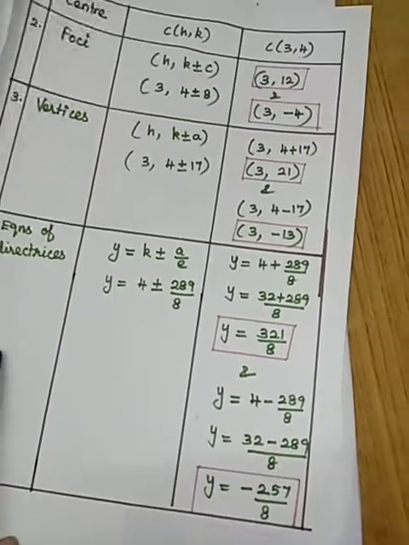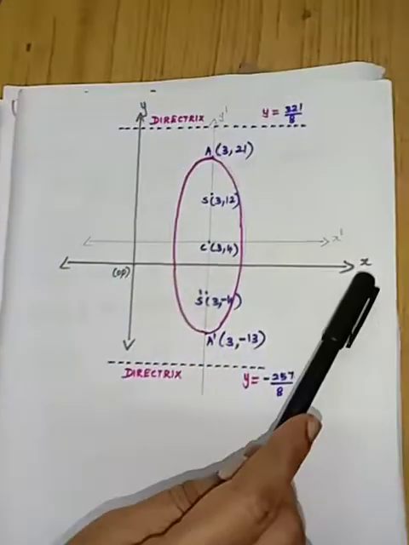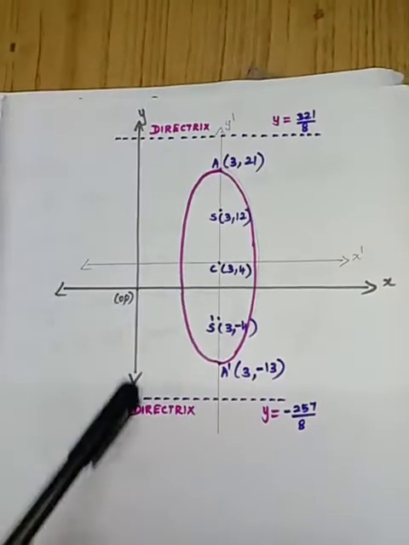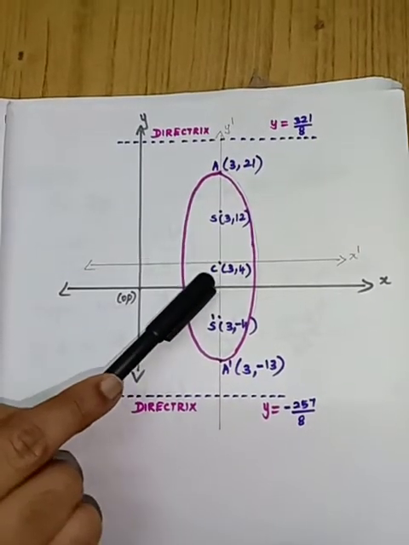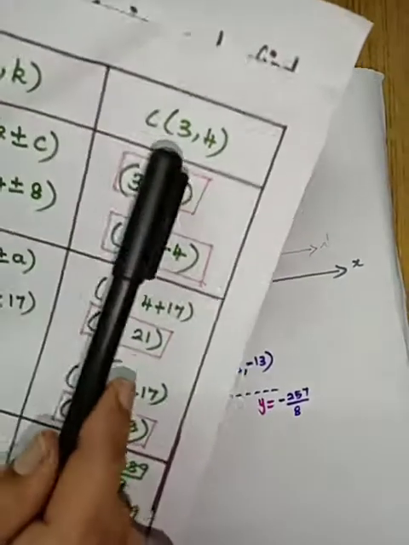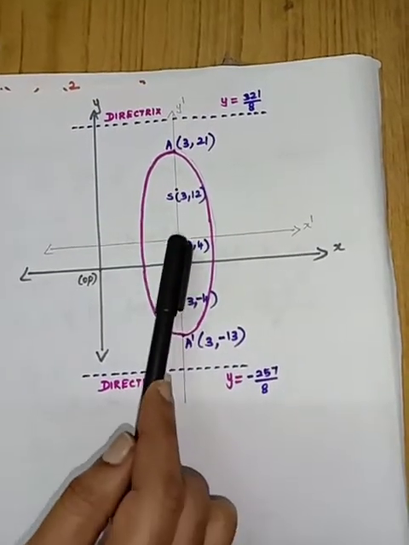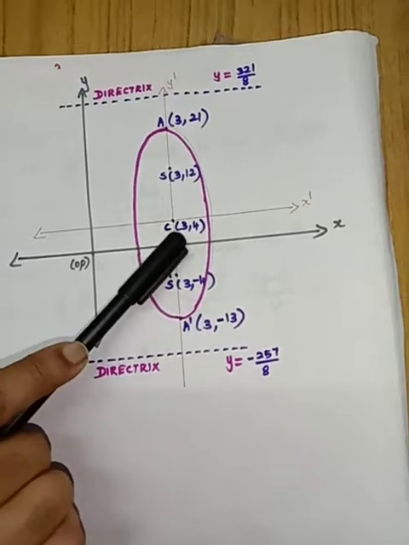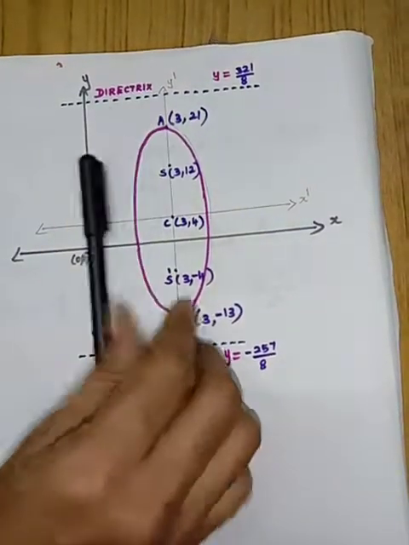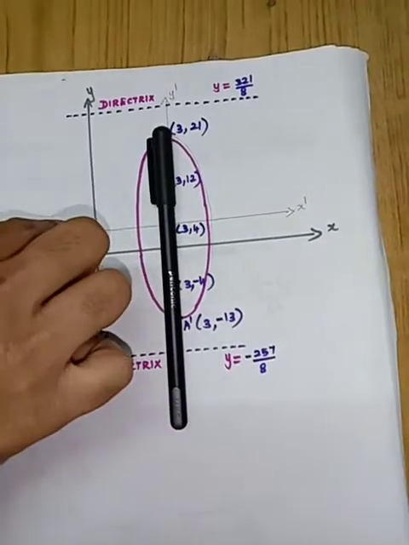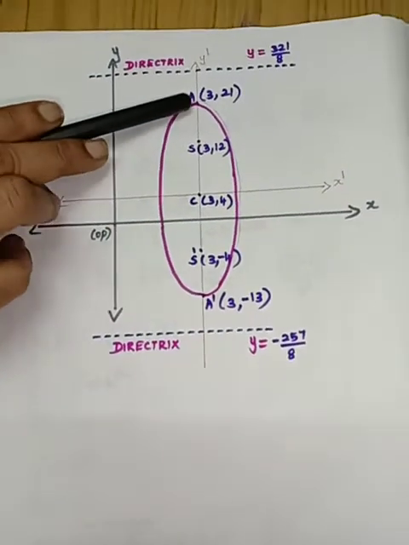Okay, so look at the diagram now. See that? First you have to draw the x-axis and y-axis, and this is the origin. Next you have to mark first the center. What is the center of this problem? 3 comma 4. So you have to mark x-axis 3 units and y-axis 4 units. I have marked this. So your major axis is which one? A dash. This A dash is parallel to y-axis.